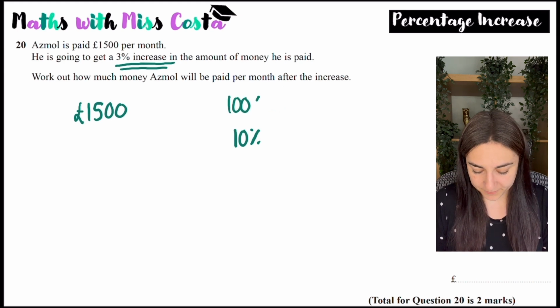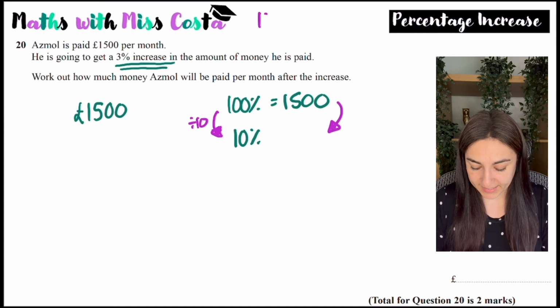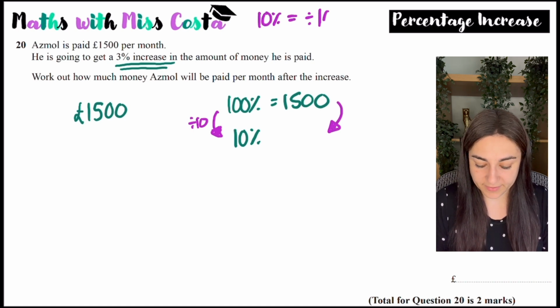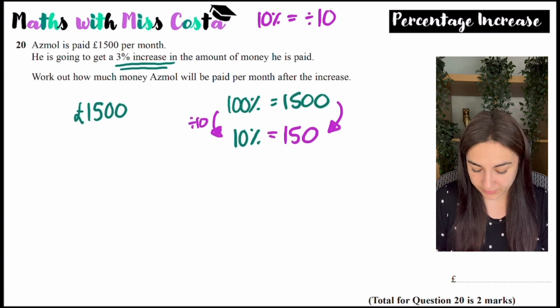So 100% is equal to 1,500. To work out 10%, I would just divide by 10. The trick to work out 10% is always divide by 10. So 1,500 divided by 10 is 150.